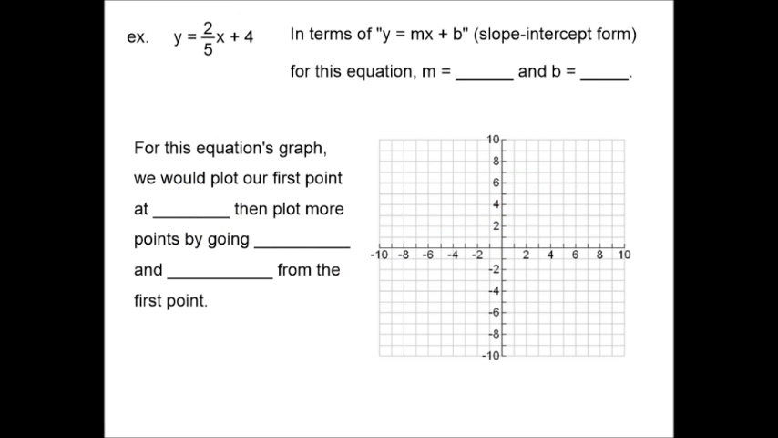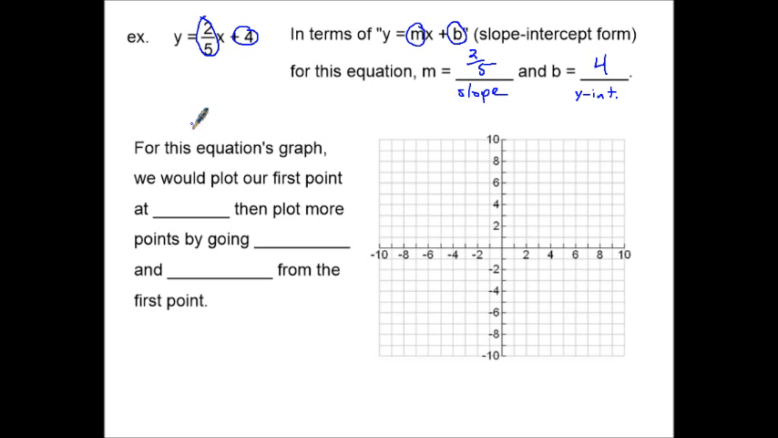Now let's take an example. If I've got y equals 2/5 x plus 4, in terms of the y equals mx plus b slope-intercept form, the m is the number right in front of the x. So in this case, m is 2/5. And then the b is the number out here by itself that doesn't have an x attached to it, so in this case it's a positive 4. So again, the m is the slope, and then the b is the y-intercept. Very important you realize it's the y-intercept and not the x.